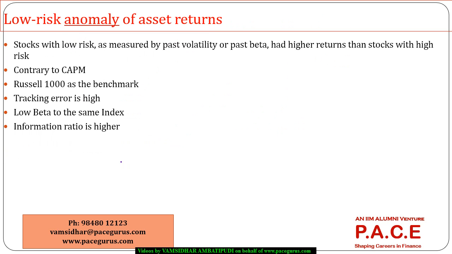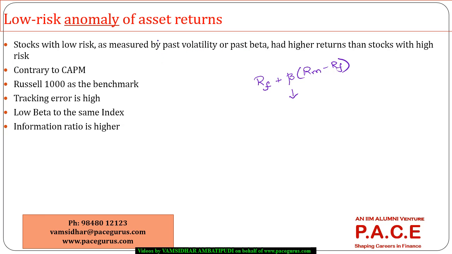So, understanding the low risk anomaly of asset return. We know that if the risk of a security is lesser, I can expect a low return on it. Even if you recollect your CAPM model, RF plus beta times (RM minus RF), the lesser the beta is, the lesser I can expect the return on that security.